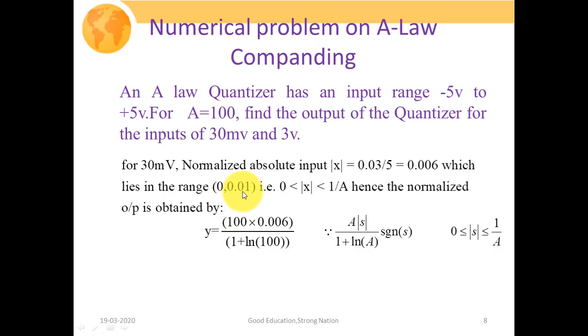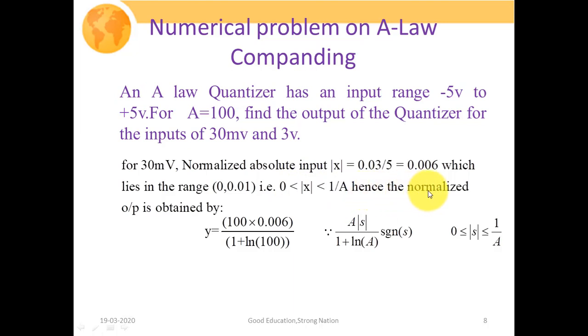It basically lies in the range of 0 to 0.01. Where does this 0.01 come from? If we calculate 1 over A, the value of A is given as 100. So the value of 1 over A turns out to be 0.01. So we could say that the normalized input signal will lie in this particular range.